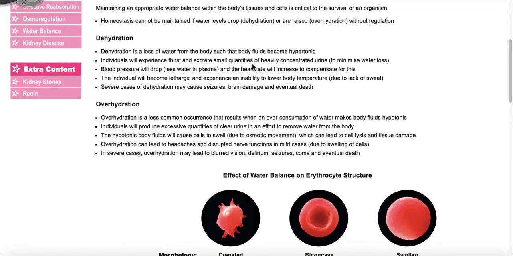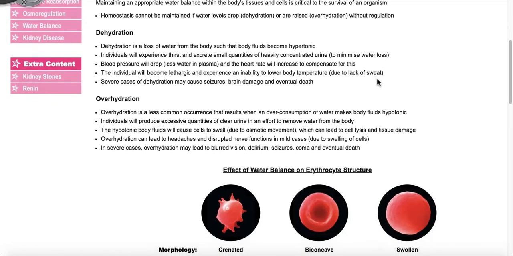But if a person just becomes slightly dehydrated, then that person is going to become thirsty, and that person is going to urinate very little, and the urine is going to be very concentrated and dark, as we talked about before. The fact that there's very little water in blood cells and other cells is going to cause blood pressure to drop, and that means that the heart will increase its rate to try to compensate for this. So it's also going to affect the heart, as the heart is working faster and more.